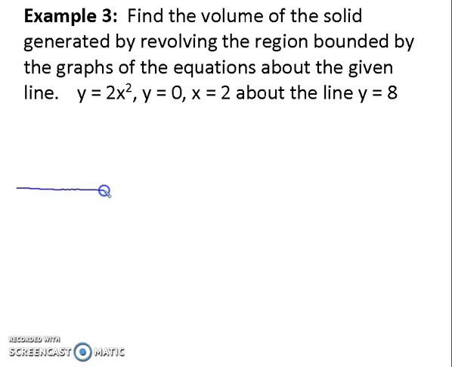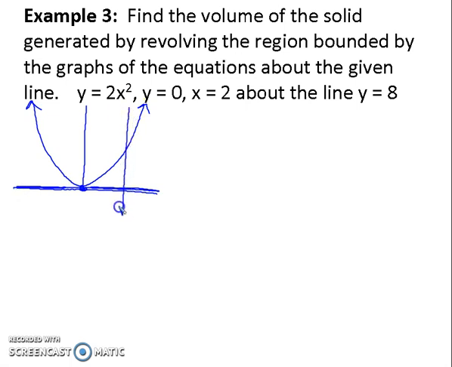So, rough sketch. Y equals 2x squared: the parabola that starts at the origin down here. That's (0, 0). Y equals 0 is going to be the x-axis. X equals 2 is going to be a vertical line. So the region that I'm rotating is this region right here. I'm then rotating it around the line y equals 8. Y equals 8 is that line right there.